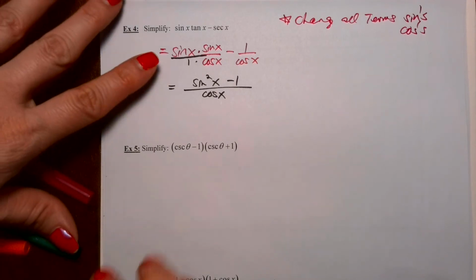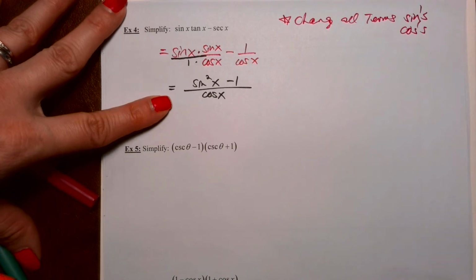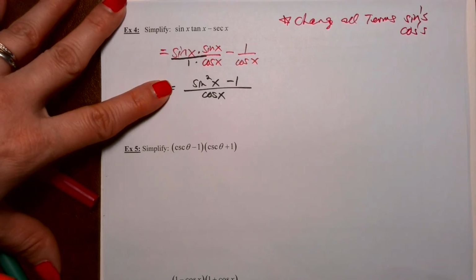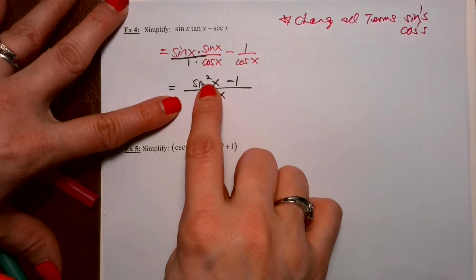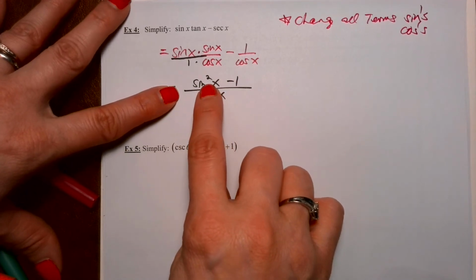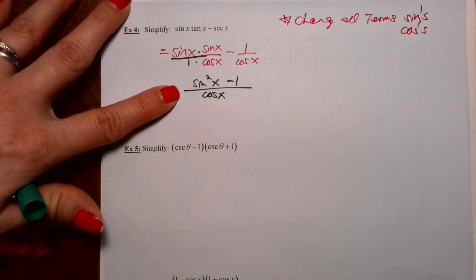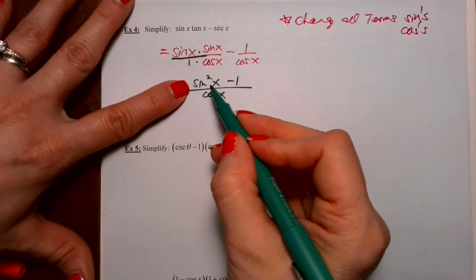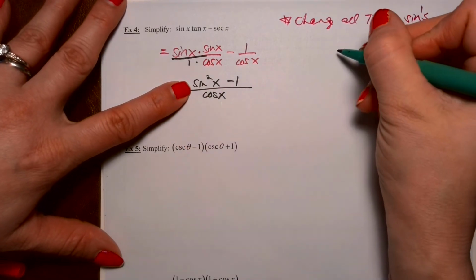Okay, that was nice. I like how the common denominators were built in. Now, what about the numerator? Ooh, I see a squared power. Whenever you see a squared power, what does that make you think of? So let's go find the Pythagorean identity that has sine squared in it.